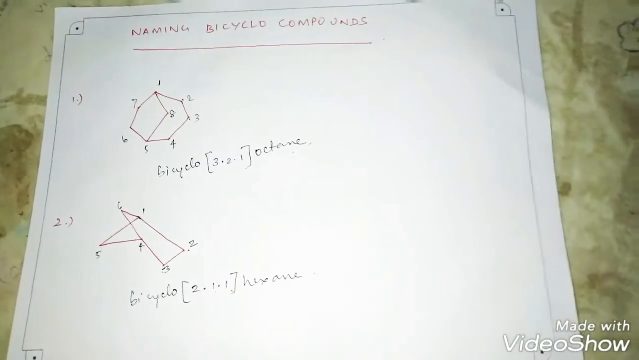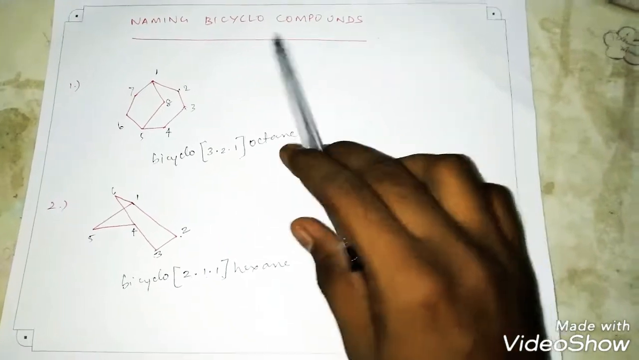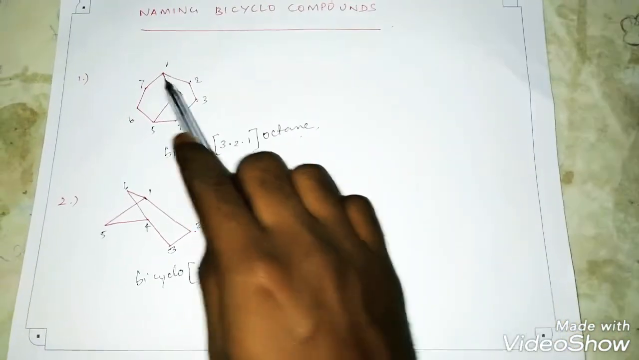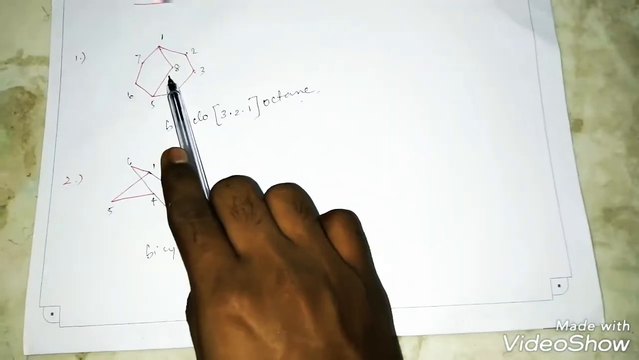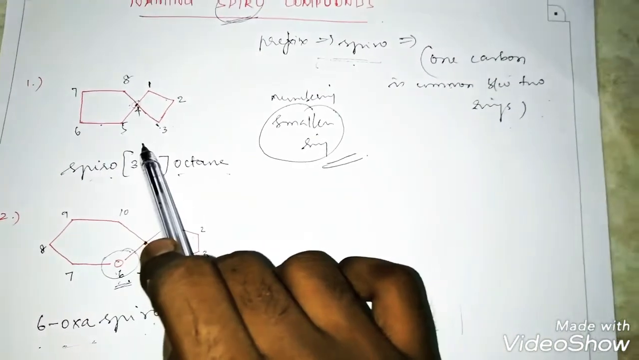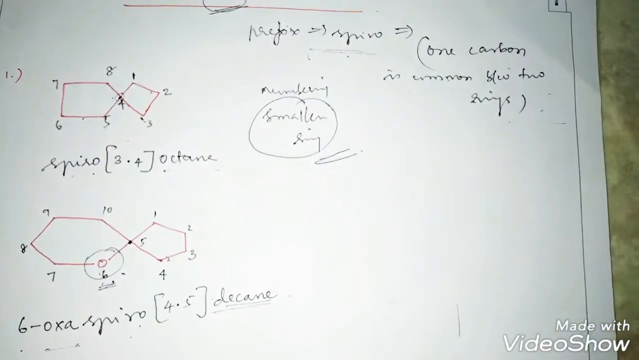One small difference between naming bicyclo compounds and Spiro compounds is that in bicyclo compounds we number from the larger ring first, and then we move on to the small ring. But in the case of Spiro compounds, the smaller ring is numbered first, and then we move on to the larger ring. This is one difference we have to know.